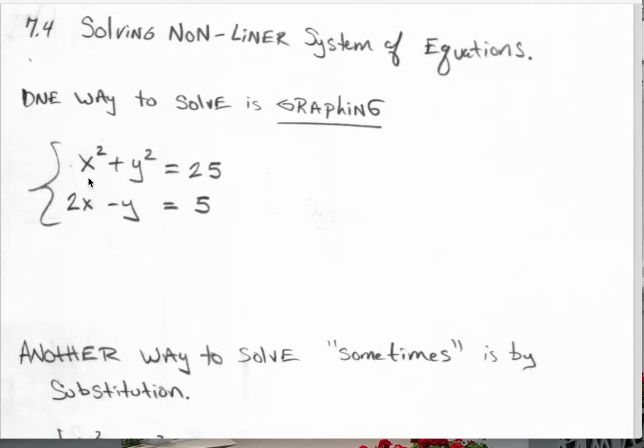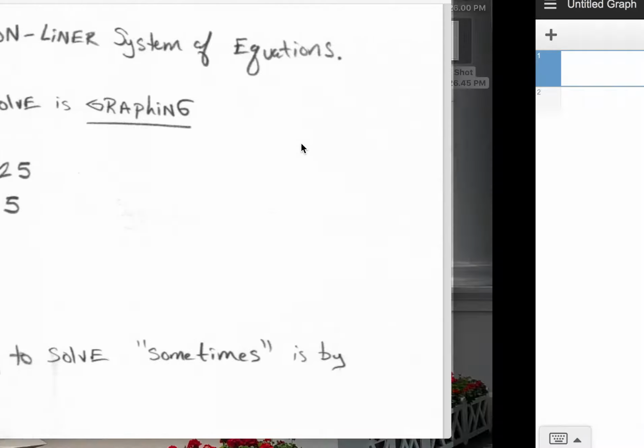So let's look at this equation. This is x squared plus y squared equals 25. By the way, this is a circle with radius 5. X squared plus y squared equals r squared, so a circle with radius 5. And then there's this line, 2x minus y equals 5. So let's do it the first way, by graphing.